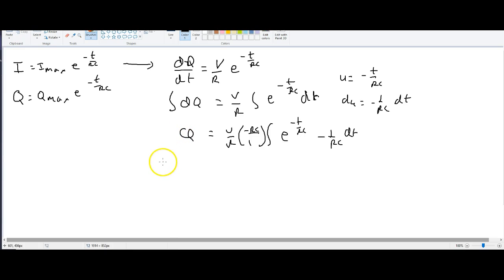Left side just becomes Q, right? Q is equal to, these R's cancel out, and I get negative VC. And I'm going to integrate e to the u du. And then I'm going to get negative VC times e to the u plus some constant. Let's not worry about the constant. That would be some sort of charge we initially started with. We did not start with charge on the capacitor, so I don't have to worry about that. That would be 0, right?